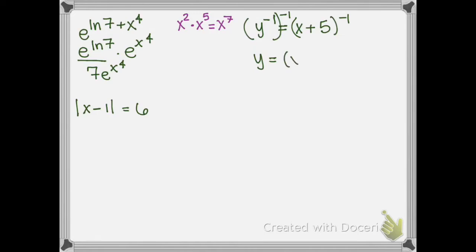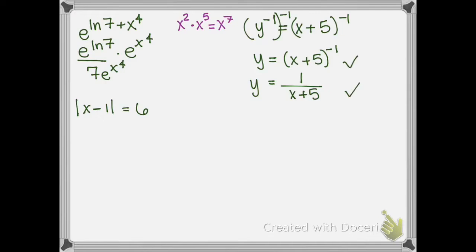You can leave the answer like x plus 5 to the negative 1 power with the parentheses, or you can rewrite it as 1 over x plus 5. You just can't separate that into two fractions. It has to stay together. So either of these possibilities are sufficient for your answer.